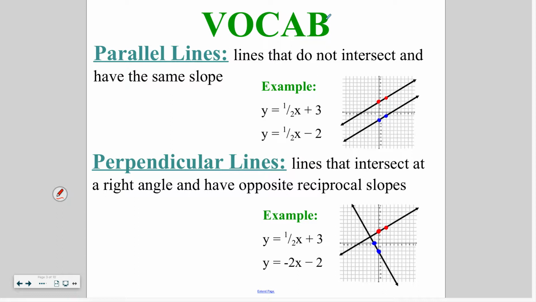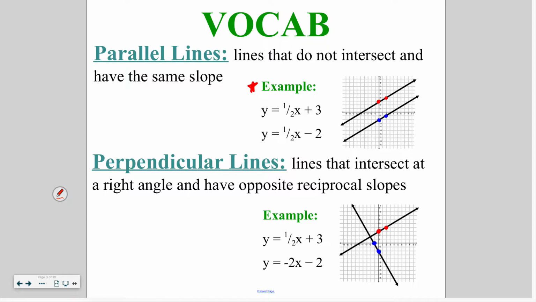Two parallel lines are lines that never intersect and they have the exact same slope. That having the same slope is going to be key for us to figure out the equations associated with the line. Over here on the right, you will see an example of two parallel lines and their corresponding equations. The line with the red dots is 1/2 x plus 3. The line with the blue dots is 1/2 x minus 2.